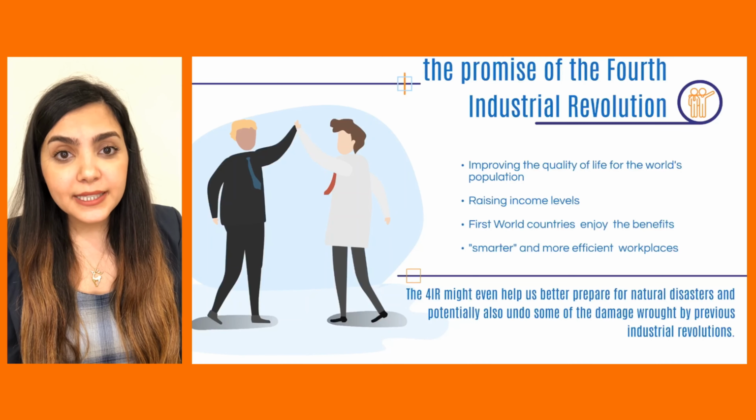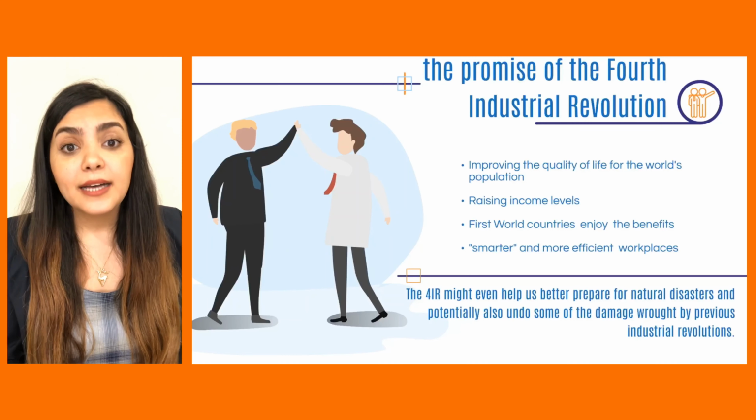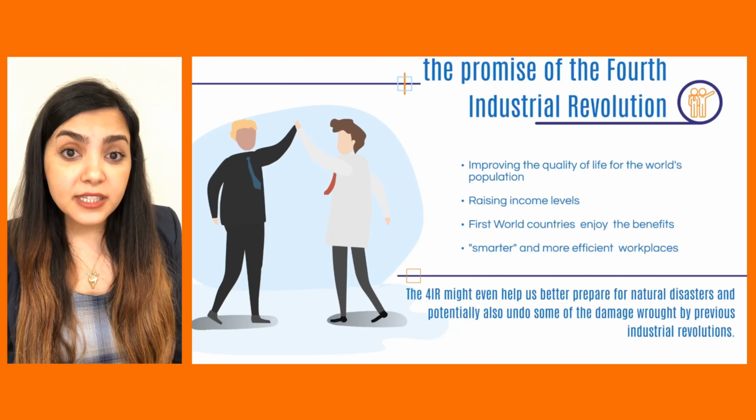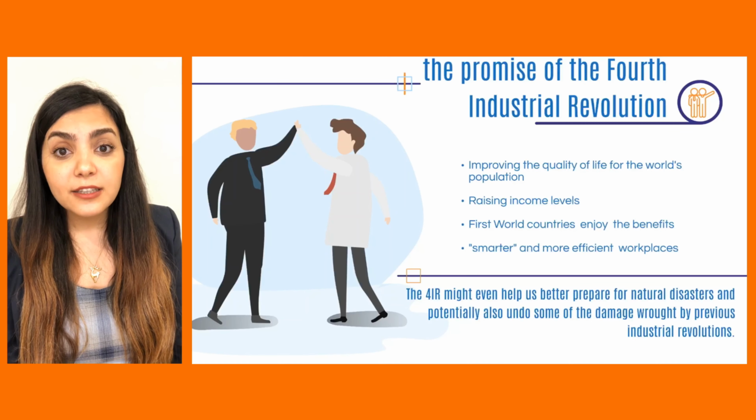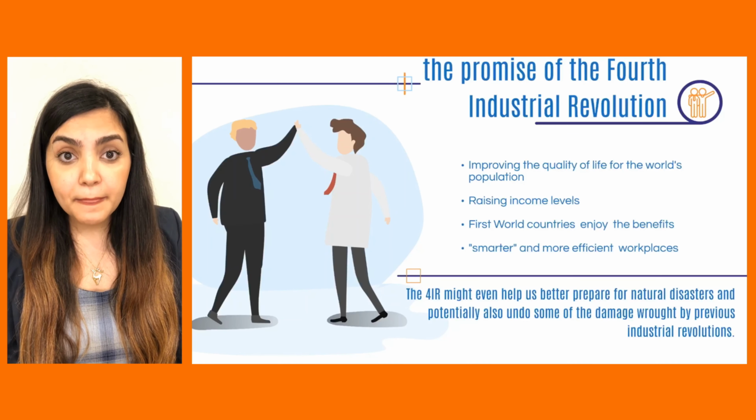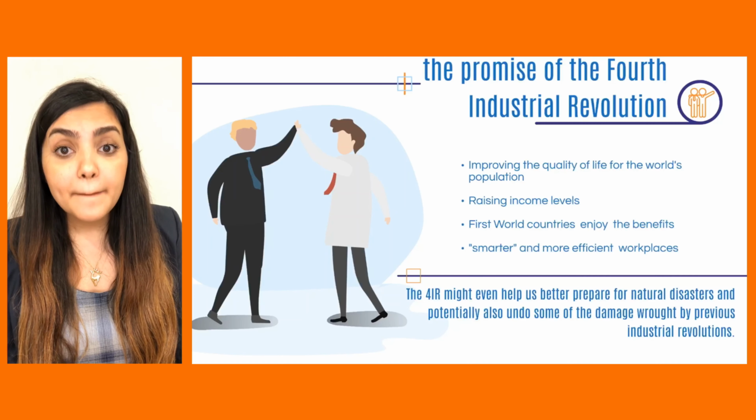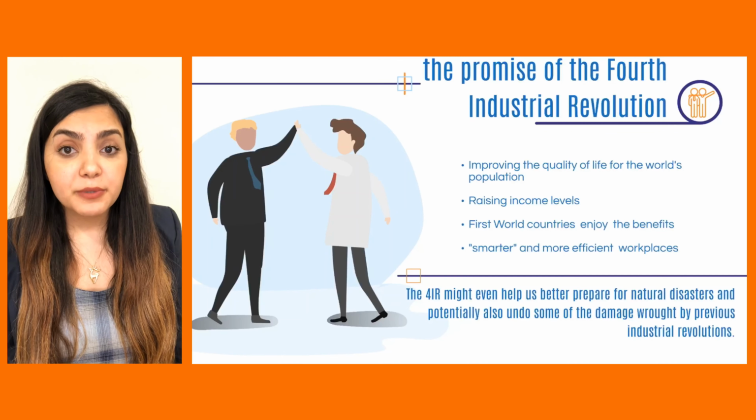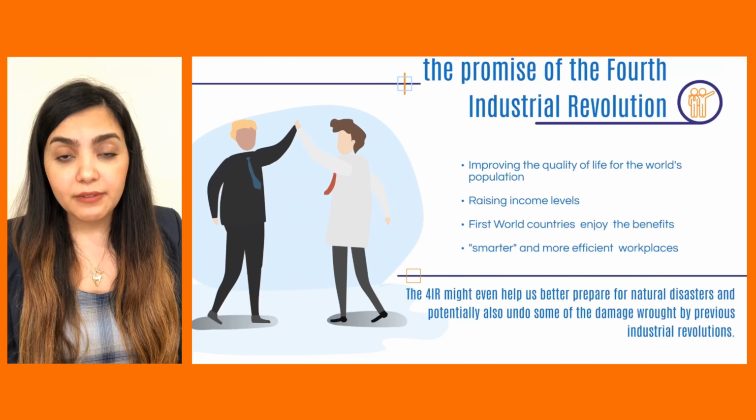Our workplaces and organizations are becoming smarter and more efficient as machines and humans start to work together. And we use connected devices to enhance our supply chains and warehouses. The technologies of the fourth industrial revolution might even help us better prepare for natural disasters and potentially also undo some of the damages wrought by previous industrial revolutions.